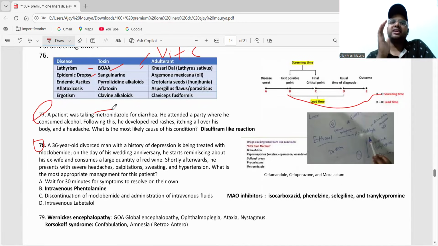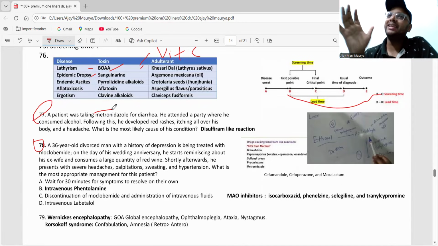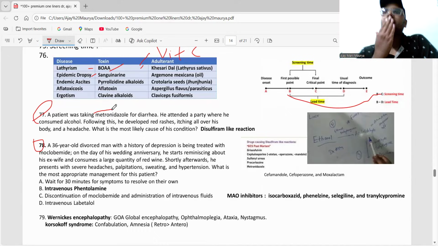Now, he consumed alcohol and he took metronidazole. First he took metronidazole, then he took alcohol. Then what happens? This is the clear-cut case of the disulfiram-like reaction. What is that disulfiram-like reaction? Tell me. See here.